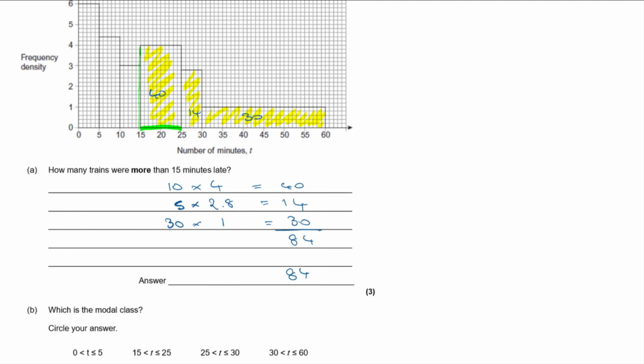That's got a width of 5 and a height of 6. So this is going to be 5 times 6, which is 30. So that's less, isn't it? And the other 2 bars are less tall, so it's not going to be those. So it's going to be that 15 to 25 bar as the modal group, because it's got the most in it. It's got 40 in it.